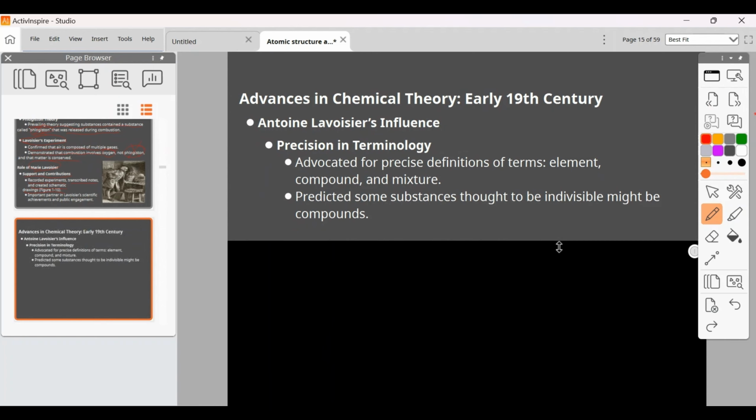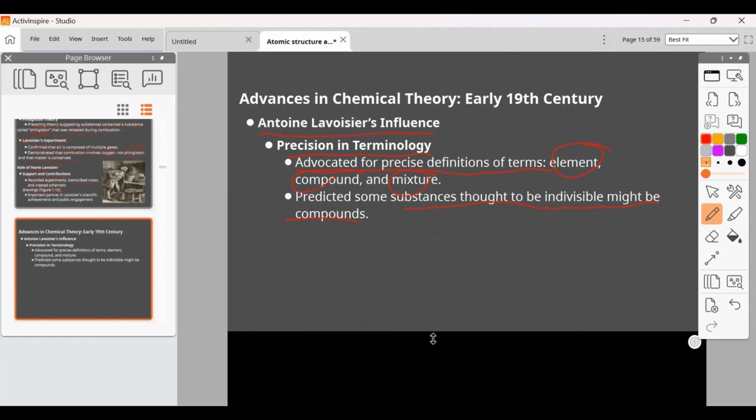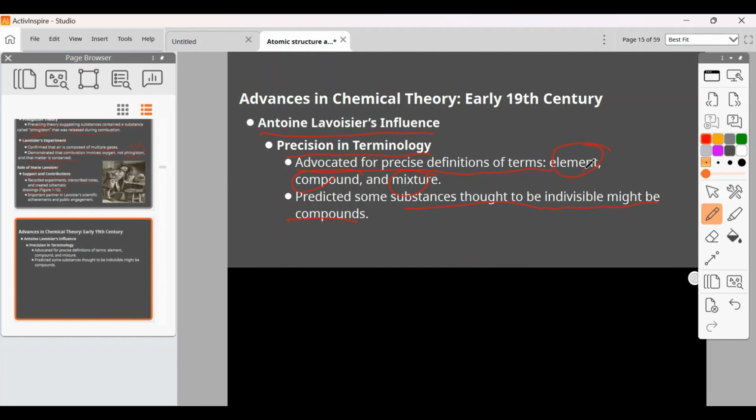Advances in chemical theory. This was the early 19th century. Antoine Lavoisier influenced chemistry with precision in terminology. He used very specific and precise terms, advocated for precise definitions of terms like elements, compounds, and mixtures, and predicted some substances thought to be indivisible might be compounds. That's why he's considered the father of chemistry.